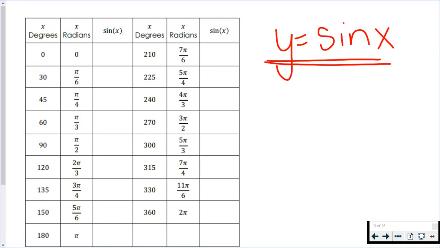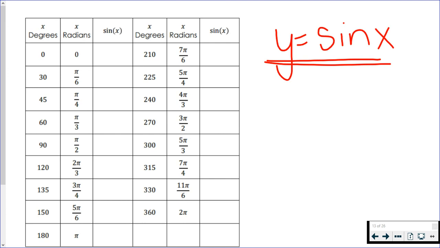What you're looking at on your screen right now is actually an XY chart. We are going to use this XY chart to graph the function y equals sine of x. So this is the parent function for sine. We are going to use the unit circle to fill in this XY chart.